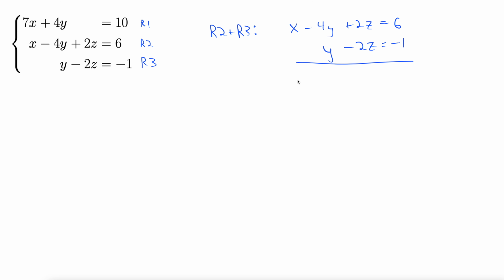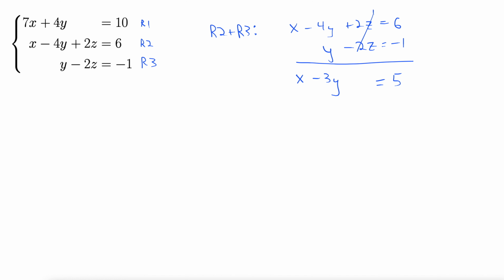What do we get? Well, the x, there's nothing to add it to here, so we just get x here. You can think of that as x plus 0 equals x. Negative 4y plus y gives us negative 3y. The z's cancel out. That's what we intended to have happen. And we have 5 here.